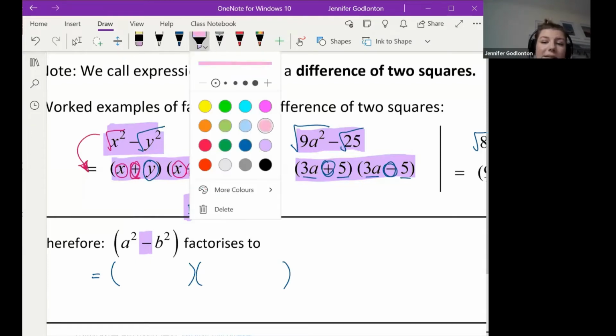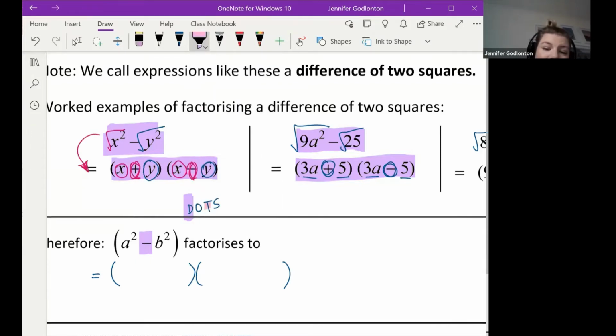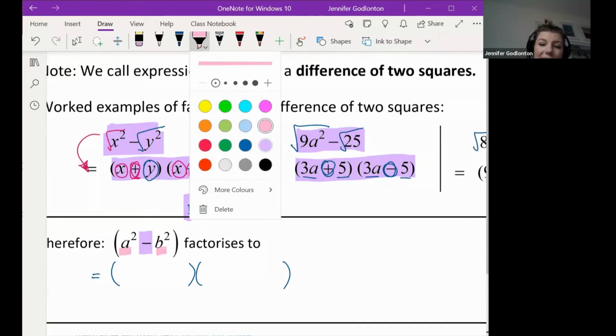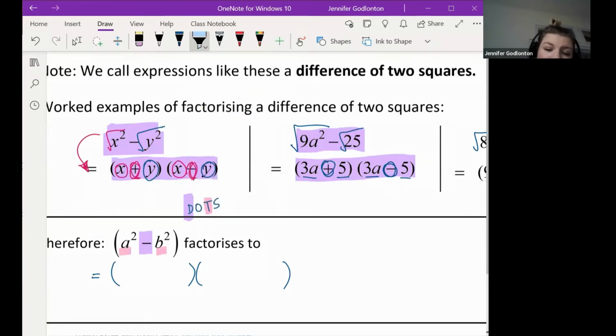Next thing, the T stands for two. So I must have two terms. I've got one term, two terms. Done. The S stands for squares. a squared is a square. b squared is a square. So that means that I'm allowed to do DOTS. I'm allowed to do difference of two squares.